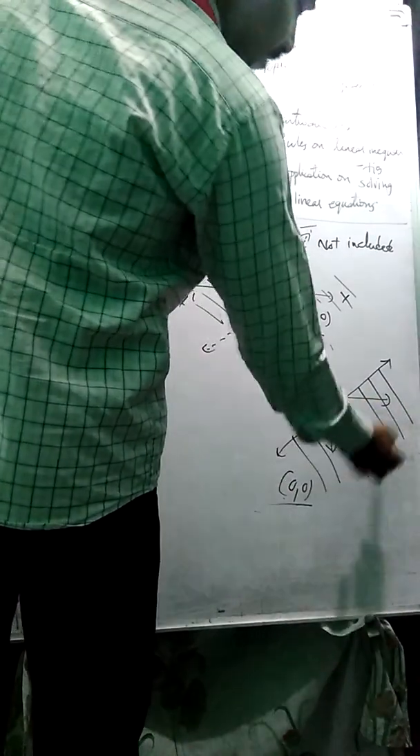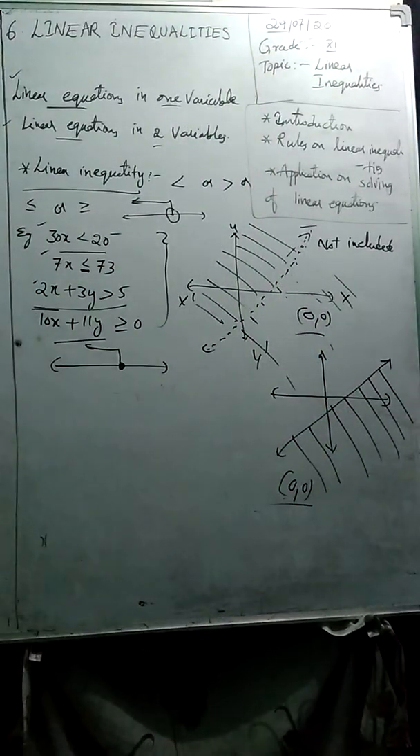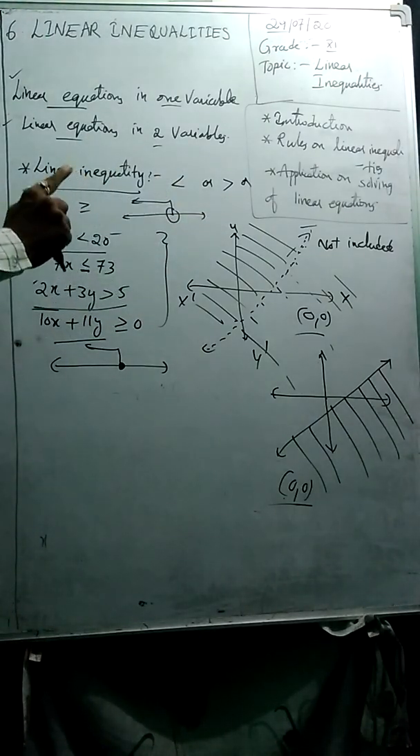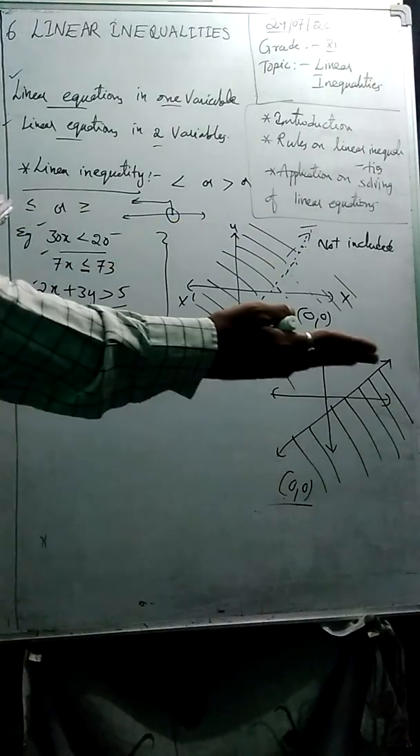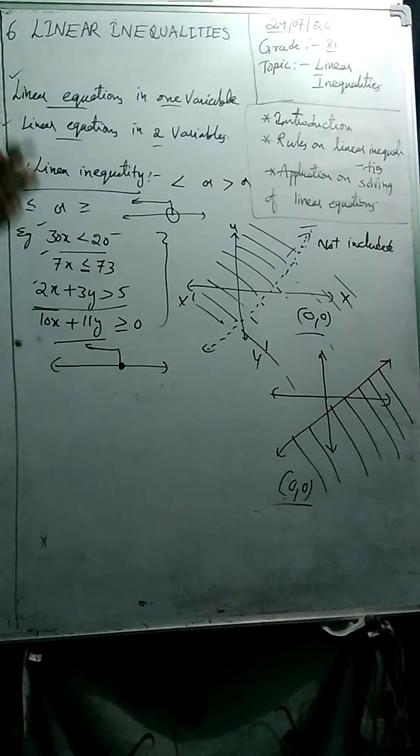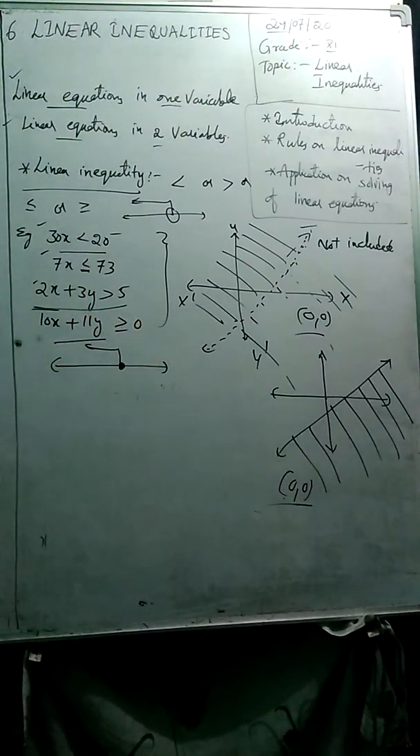This is a half plane of this one solution set. This is another half plane. So any straight line divides the Cartesian plane into two planes, one away from the origin and one towards the origin. These are called half planes because each is half of the Cartesian plane which satisfies the inequality. This is the explanation or introduction of linear inequalities.